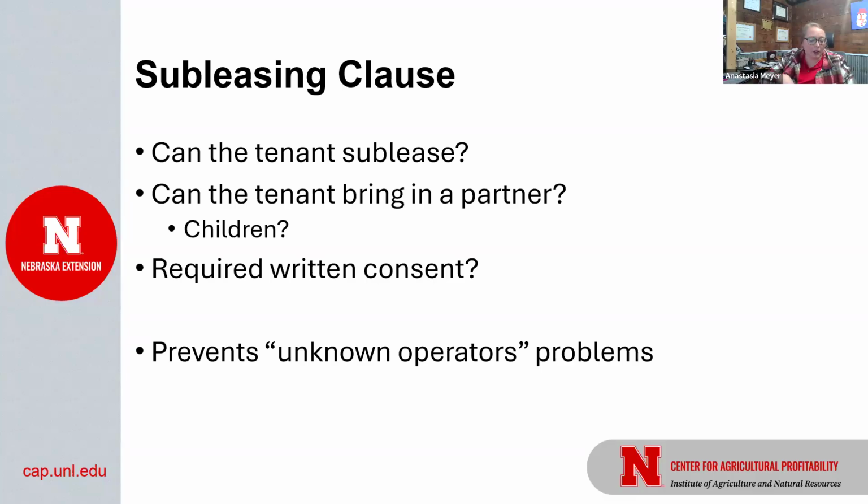Can your tenant bring in a partner? So ideally what this looks like is if they're farming just them and they bring in a kid, does this contract apply to their kid as well? Can they bring in that partner? Do you need written consent to sublease? I would say if you have any subleasing done, that you should request that written consent because we want to make sure who has access to our ground, right? It prevents unknown operators. We don't want somebody to sublease it, not know who's out there, not know that potentially those rights are given away for that piece of ground.